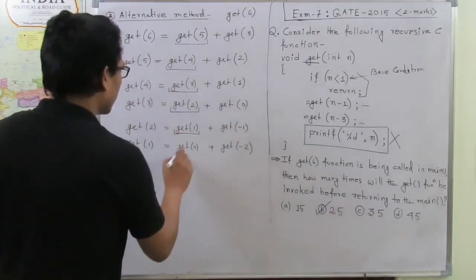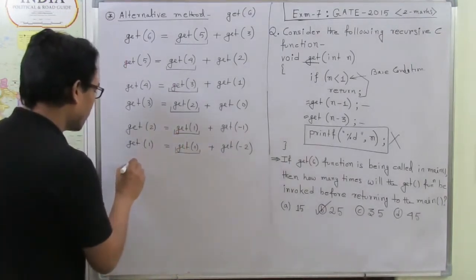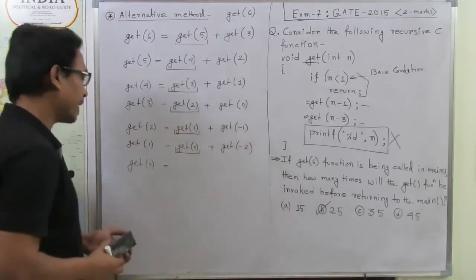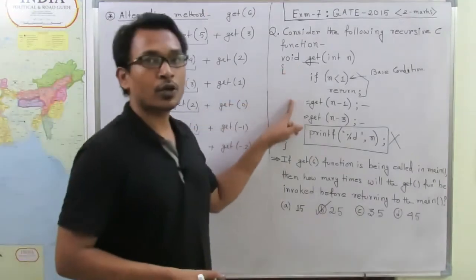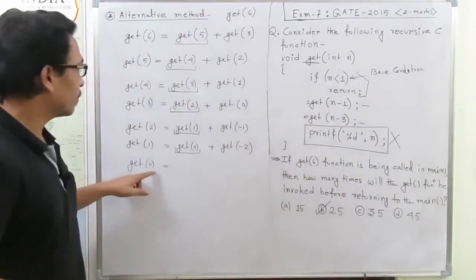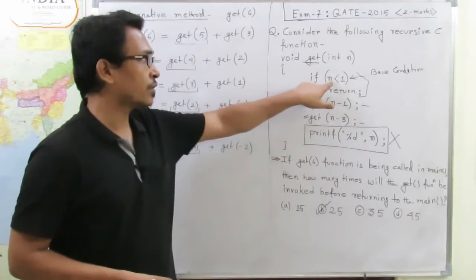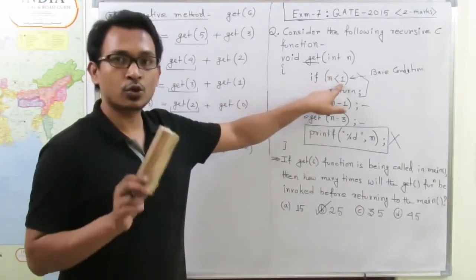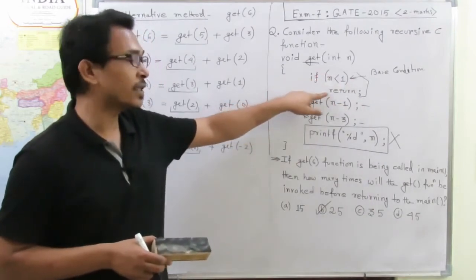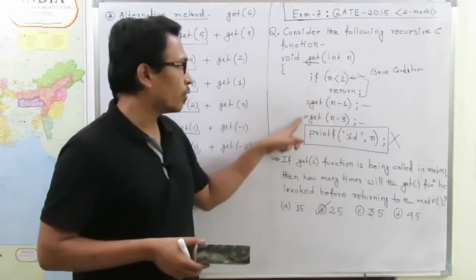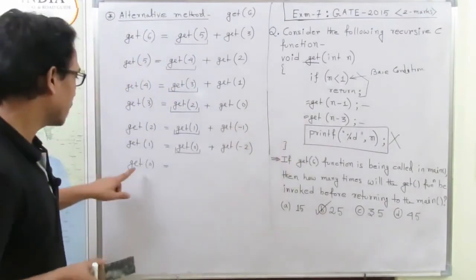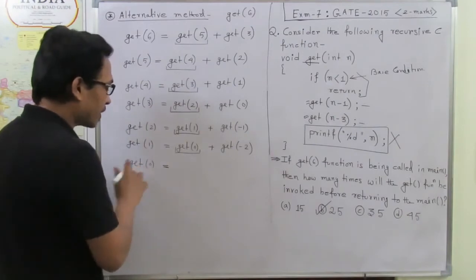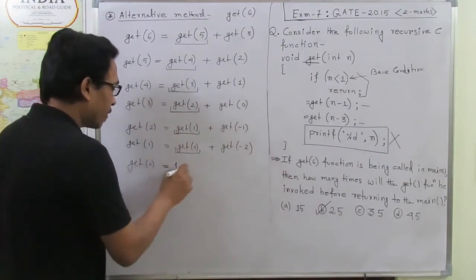Now we need to find the value for these. What will be the value for get 0? For get 0, how many times will this get function be called? Look, for get 0 the value of n is 0. 0 less than 1 means true. That means this condition is true, so this return will execute. That means no more get functions will be invoked for this get 0. So the number of get function invocations for get 0 will be only 1.